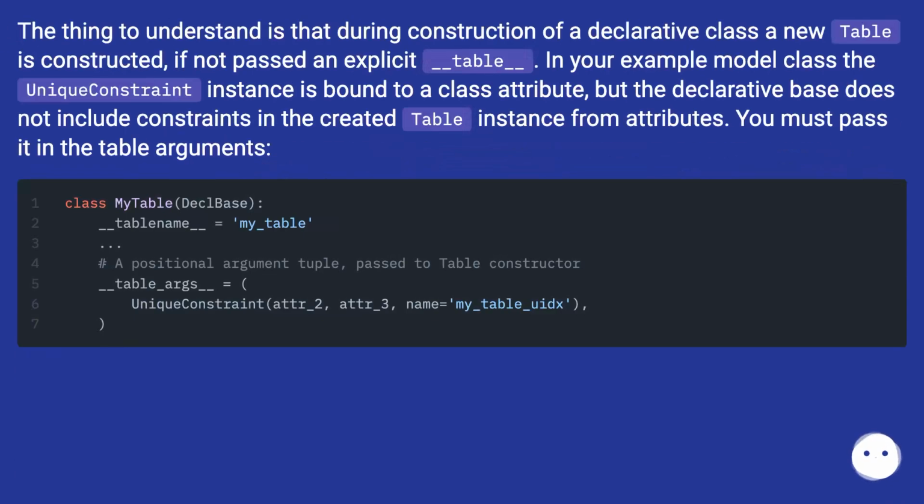The thing to understand is that during construction of a declarative class a new table is constructed, if not passed an explicit __table__. In your example model class the unique constraint instance is bound to a class attribute, but the declarative base does not include constraints in the created table instance from attributes. You must pass it in the table arguments.